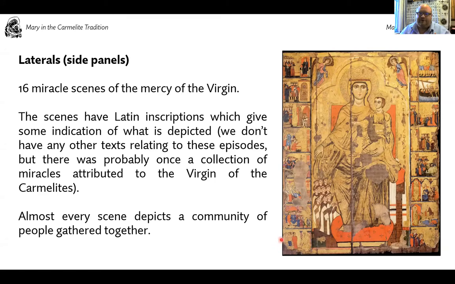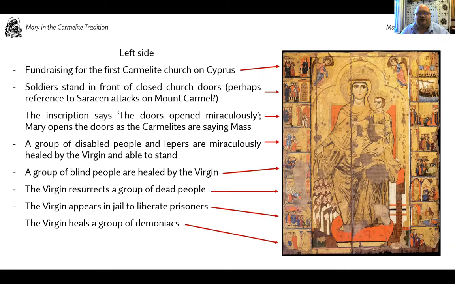It's probable that a lot of religious houses had books of miracles or some sort of record of special events that had been attributed to Our Lady. And we don't have that surviving, but this would seem to be a visual representation of some of those miracles. And it's interesting that almost all the scenes that are depicted show a community gathering together, not just single people. And I'll just rattle through them because they're quite interesting.